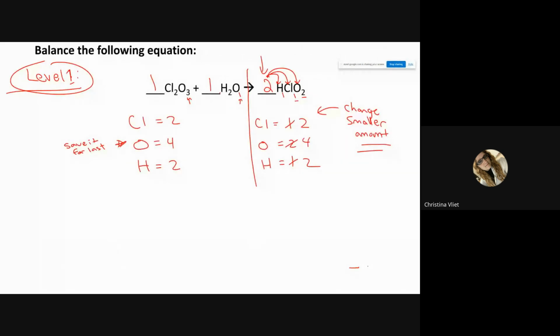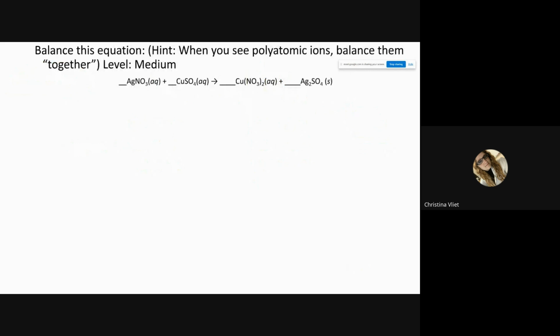The next one is level 2. Here you go. Level 2. Go ahead and write it up. I'll give you some time. If you feel comfortable, beat me to the answer.